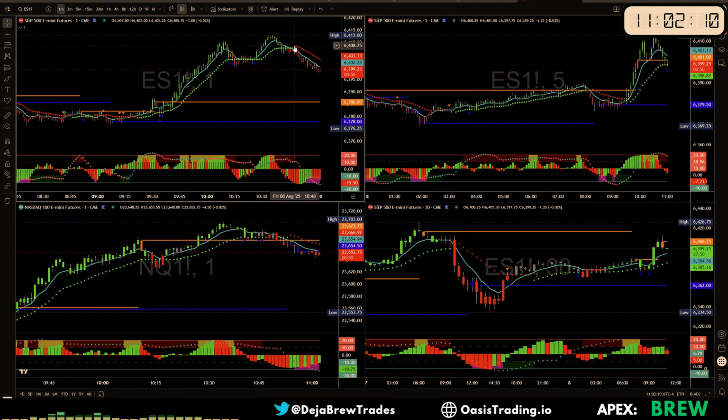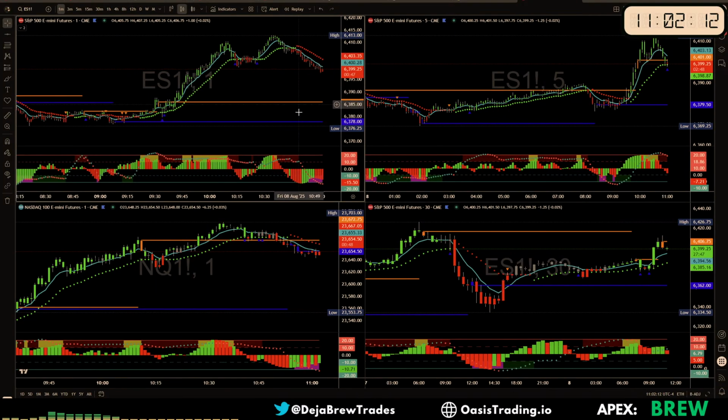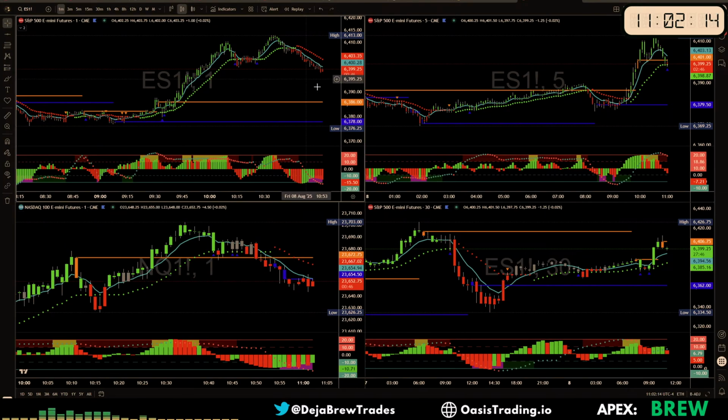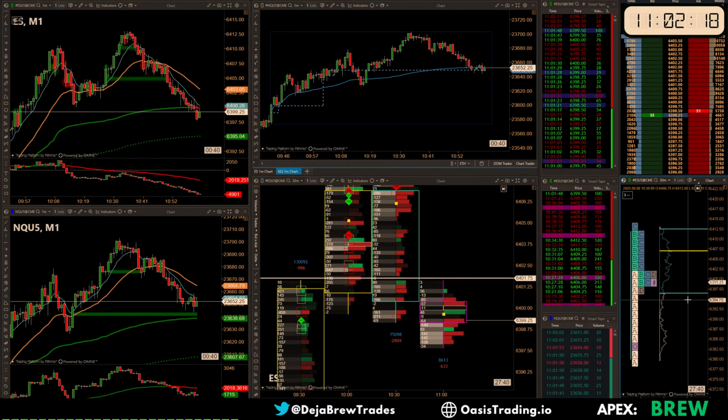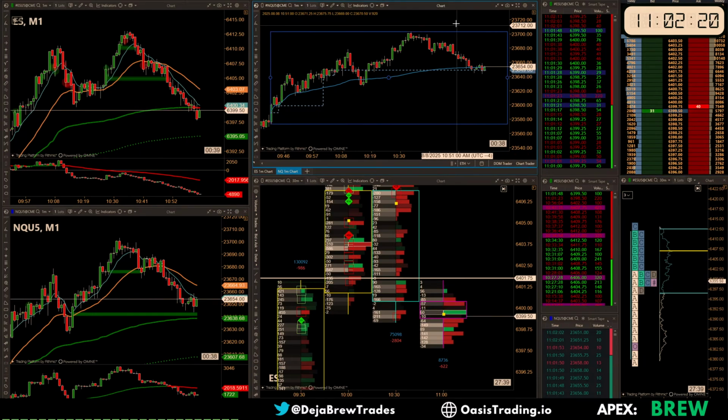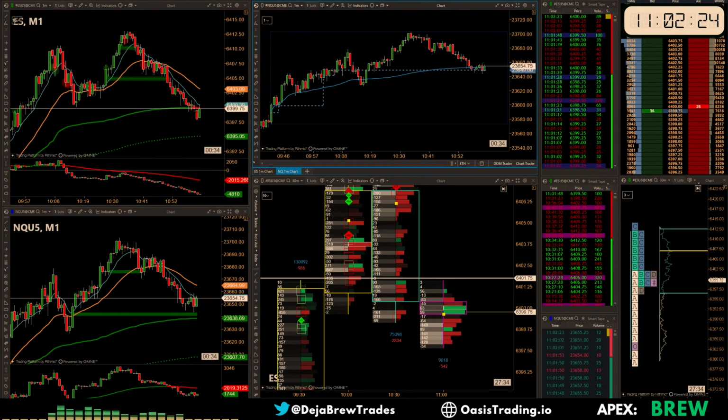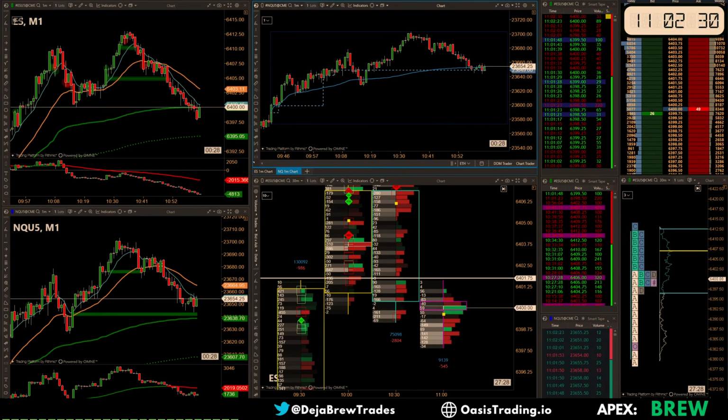Keep it on this 1 minute trail. 1 minute trail flipped red at 10:48 and still holding red for now. Not yet. Trades. I don't know 100% on that one just yet. We're still testing it out.